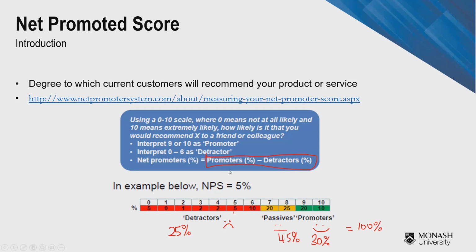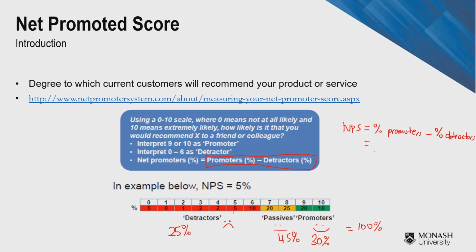Great. So if we come back to what is Net Promoter Score, I'm just going to write it here. The NPS is equal to the percentage of promoters minus the percentage of detractors.